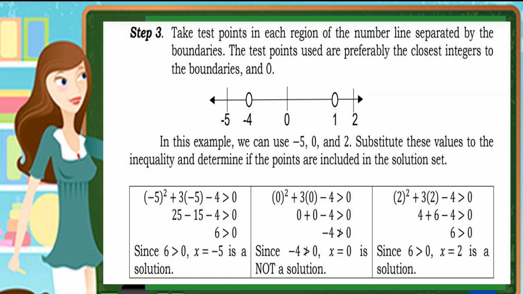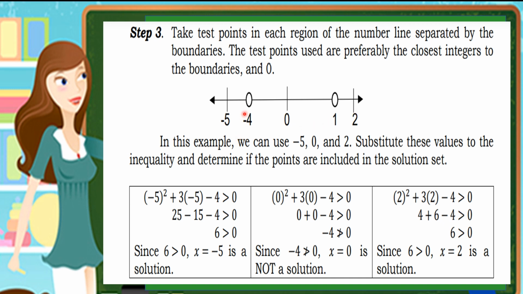Okay, step number 3. Take test points in each region on the number line, separated by the boundaries. So, ang boundaries natin dito ay yung -4 at saka 1. So, the test points used are preferably the closest integers to the boundaries and 0. So, kung mapapansin ninyo, ito yung boundaries natin, -4 at saka 1. Pipili daw tayo sa left side, sa middle, at sa right side ng ating number line.